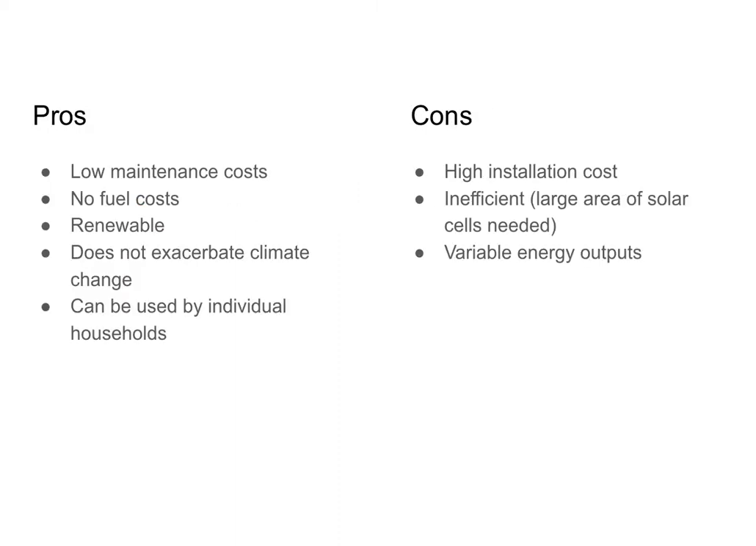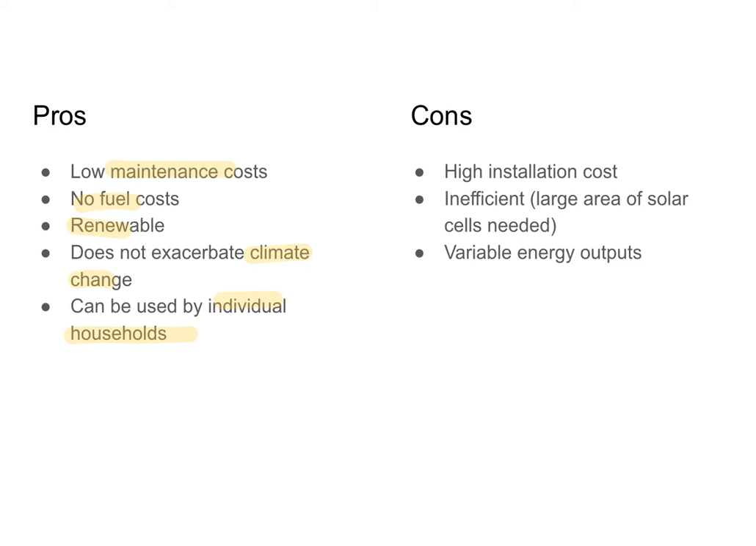So some pros of solar panels. They have low maintenance costs, no fuel cost, they're renewable, they do not exacerbate climate change. And one thing that's really cool is they can be used by individual households. So if you want a solar panel, you can go out and put it on your house. If you have a cheaper calculator, like a lot of the four function calculators to the scientific calculators that you use in elementary school, a lot of those are also powered by solar panels.